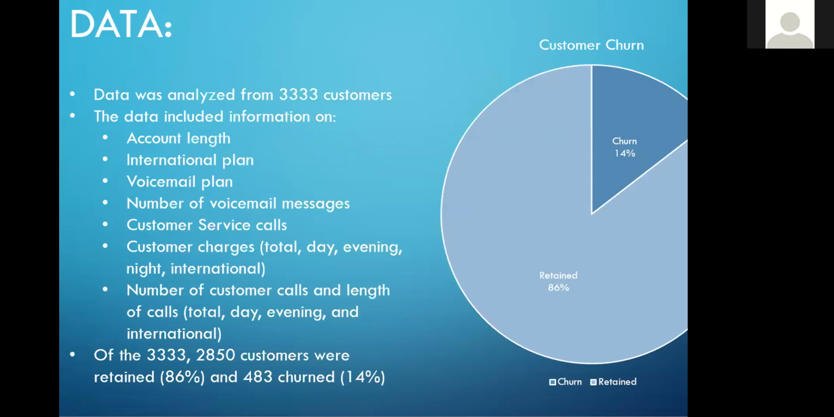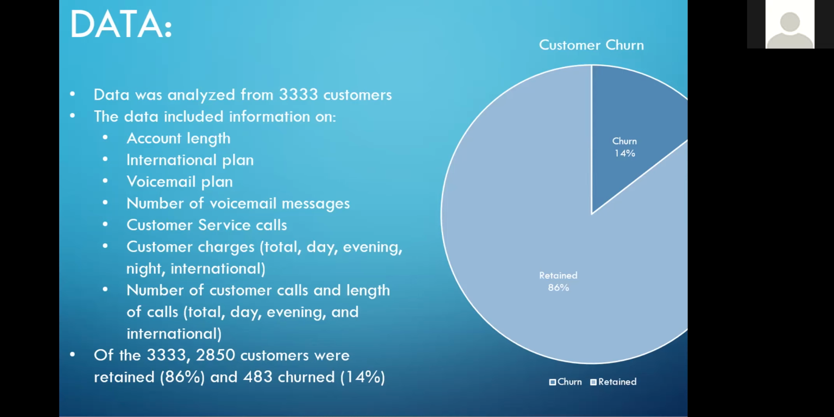So the data that I analyzed came from 3,333 customers, and it included information on all sorts of things, including account length, international plan, whether they had a voicemail plan, numbers of voicemail messages, customer service calls, and all of the various charges, call lengths, and things that customers might find. Out of that total of 3,333 customers, 2,850 customers were retained and 483 churned. So we have a 14% churn rate.